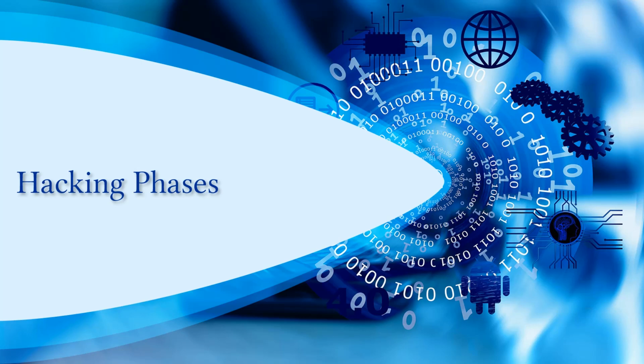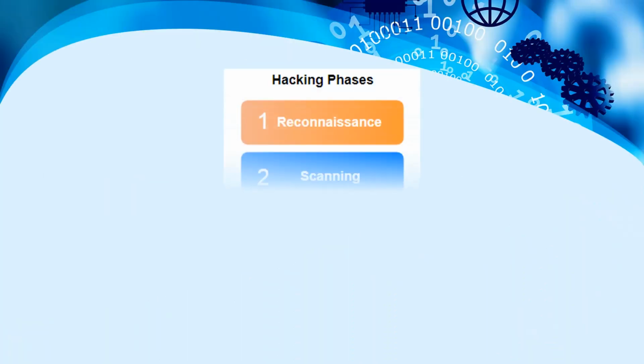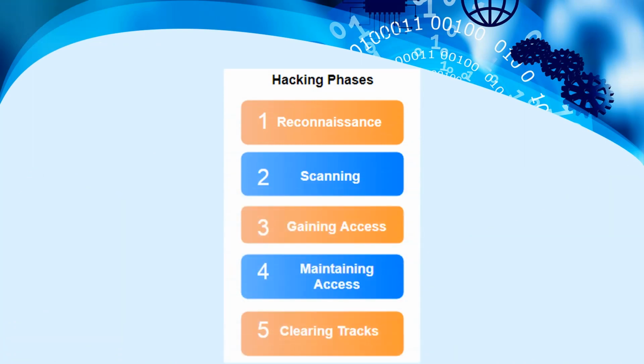Hi. In this video, we'll be discussing the hacking phases. Basically, there are five phases of hacking, starting with reconnaissance, scanning, gaining access, maintaining access, and clearing the tracks.